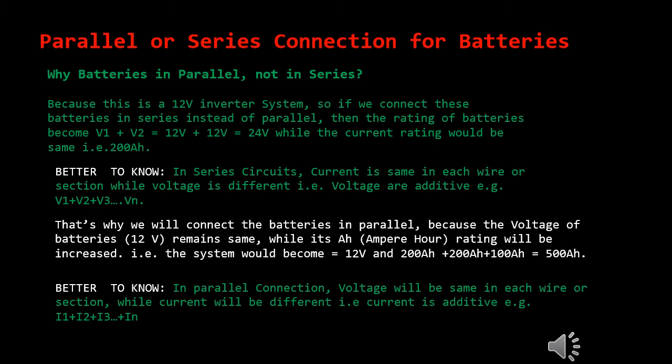So our amps have increased, but our voltage remains the same at 12 volts. That is parallel connection. Better to know also, in parallel connection, voltage will be the same in each wire or section, while current will be different. That is, current is additive.